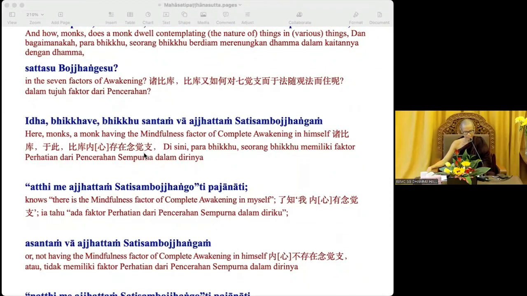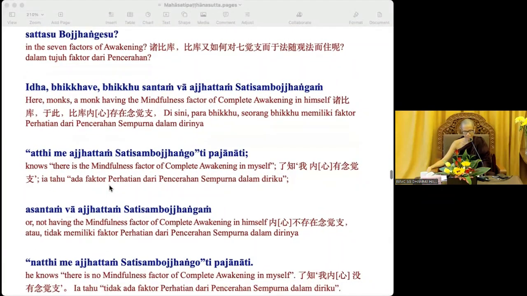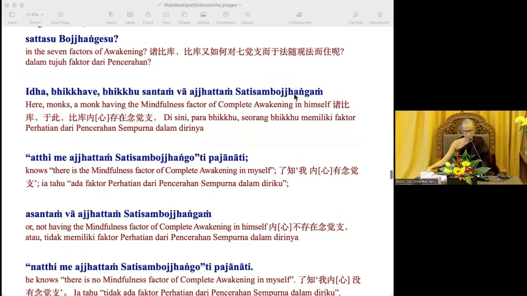Sandam ejadan sati sambojjhanga knows sati sambojjhanga, the enlightenment factor of mindfulness, within you, which is present, which is existing. How to know? Atthi me ejadan sati sambojjhangoti. In a way that there is sati sambojjhanga within me, so you should know. Sati sambojjhanga is the object, and atthi me ejadan sati sambojjhangoti is the way you know.